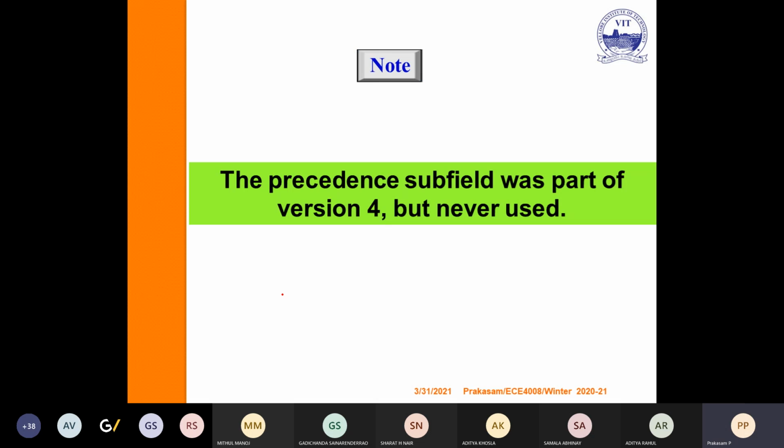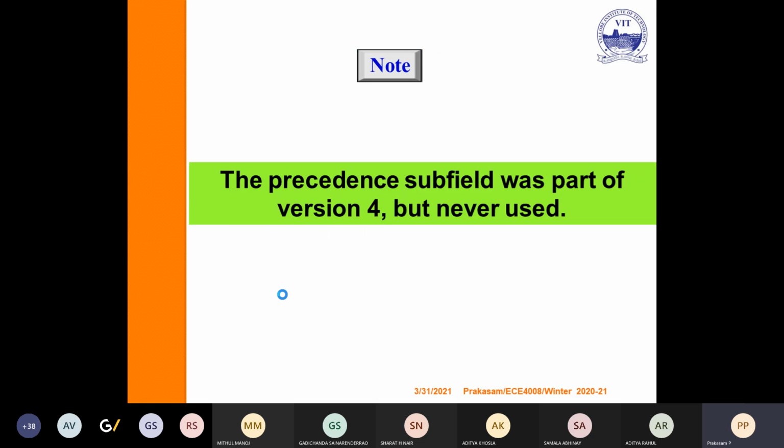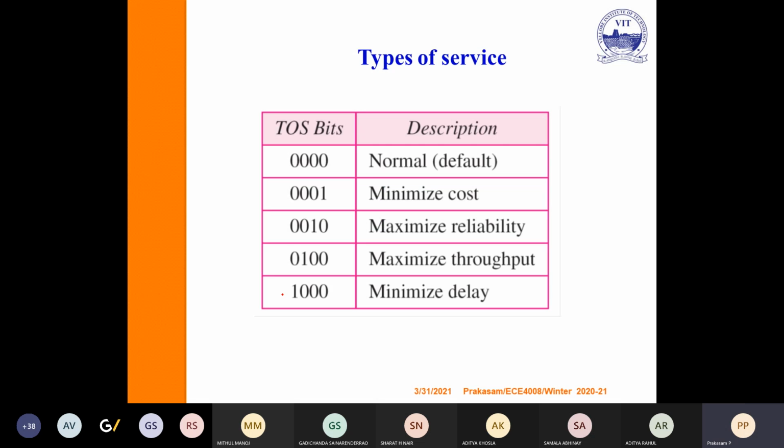The precedence subfield was part of version 4. It is never used. So, different types: minimize cost is 0001, maximize reliability, and so on. These are TTRC. Suppose minimize delay, so it is 1000. If you see here, minimize delay is 1000.